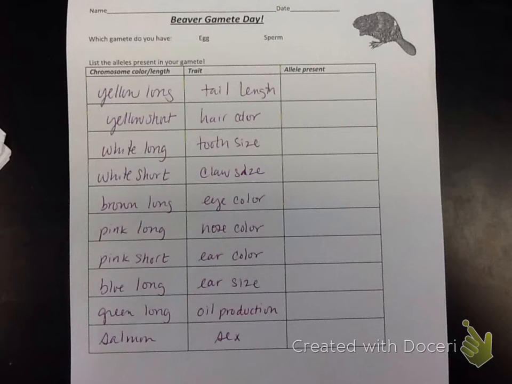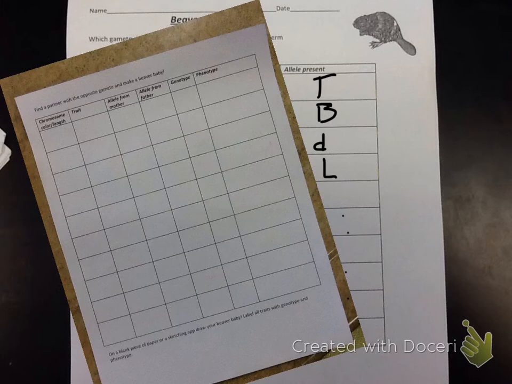Once you've transcribed your entire genome, it's going to look something like that, with, of course, some T's and B's and D's and L's, etc. So what you're going to do now, because you have the contents of an entire genome on that sheet of paper, you're going to have a sheet that looks like this. If you flip that sheet over, on this sheet, you're going to take the information from the egg and from the sperm. So we'll start off here with the yellow long chromosome.